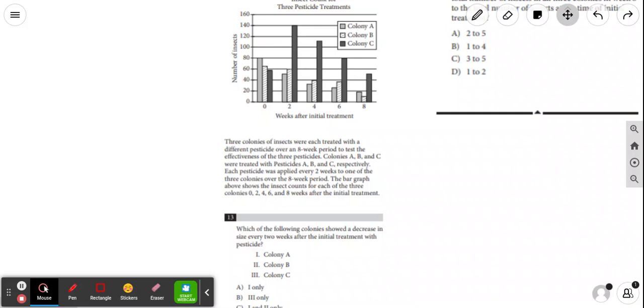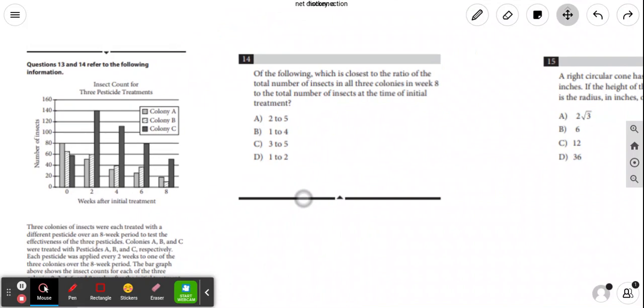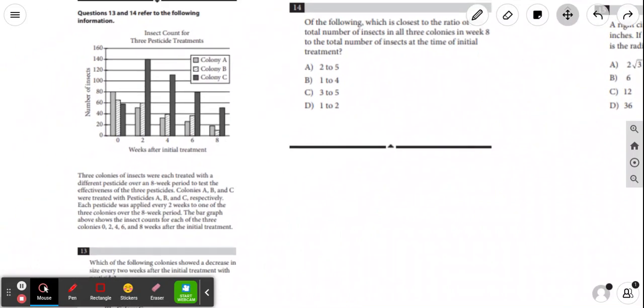Today we'll be tackling problems 13, 14, and 15 from SAT Practice Test 10. It's the official College Board one. These are not my problems, but I'm just doing these so I can help some people out with these.